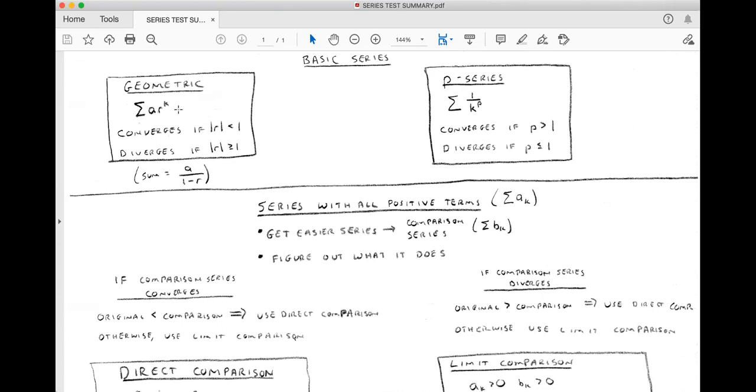Geometric series covers every series that is an exponential function, so a number to the k. P-series is every power function, so k to a number. So a number to the k is exponential, that's geometric. And then, oops, k to a power is a p-series.